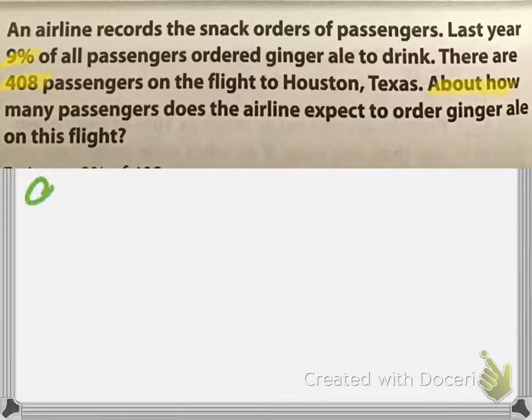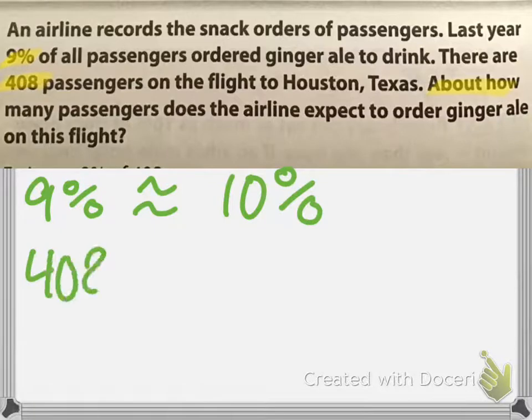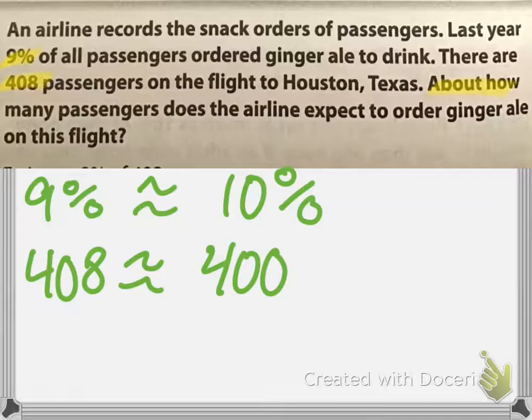Let's round it. 9% is almost what? Yeah, let's give it 10%. And then 408 is almost, yeah, you could say 410. We could definitely say 410. You could either do 400 or 410. Either way works. In fact, 410 is going to be the closer accurate one, but 400 might be easier to do mentally. Whichever way is best for you.